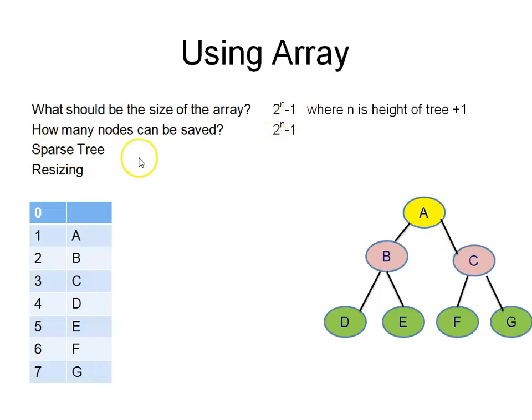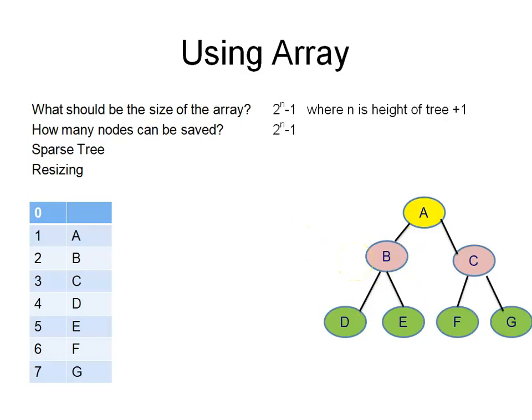Now, what is a sparse tree? A sparse tree is one in which, suppose D is not there, F is not there, and G is not there, and only E is there. In that case, some of the children are missing from the tree. But in the array, we have to declare space for all possible children. Whatever is the maximum depth of the tree, we have to calculate according to that, even if some of the children are missing. And in the case of a sparse tree, it leads to wastage of space.